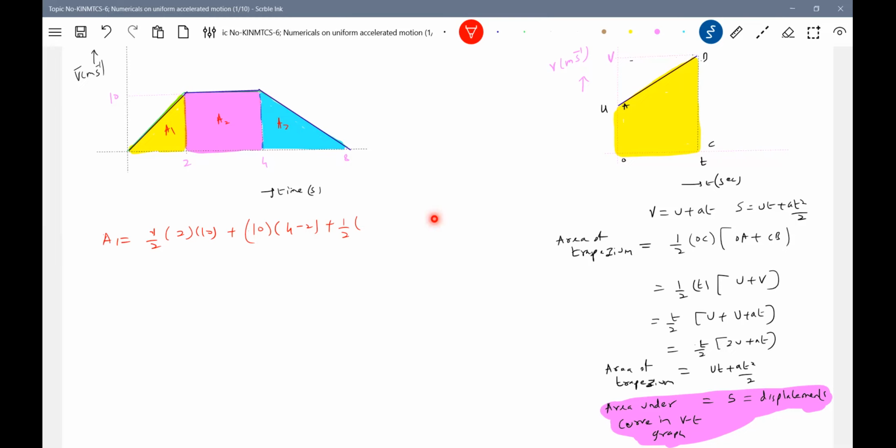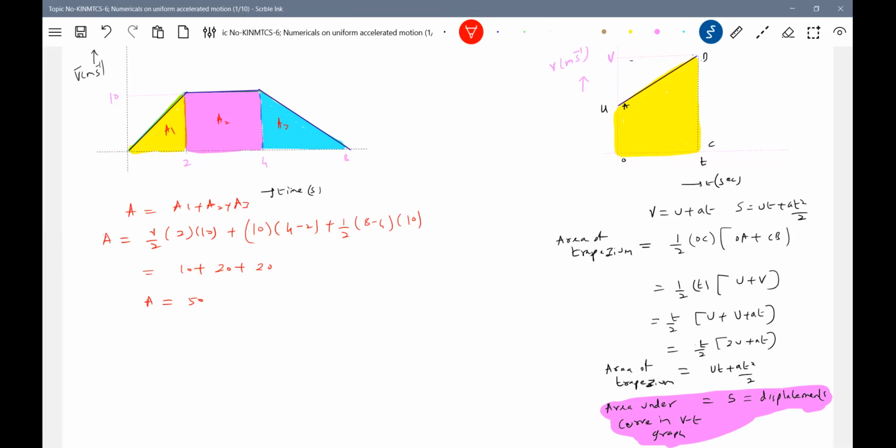Half into base into height, no? Okay, let me write it. 10 plus 20. This will be 20. So altogether, this will be 50. This is the total area. This A, I'll write as A1 plus A2 plus A3. How much did we get? The total area under the curve, 50 meters.